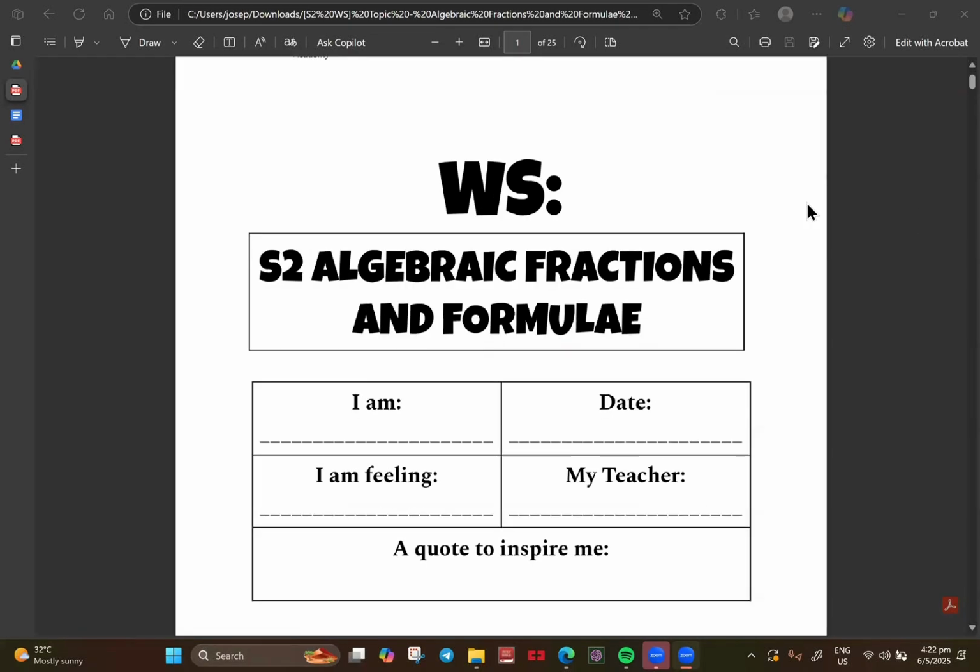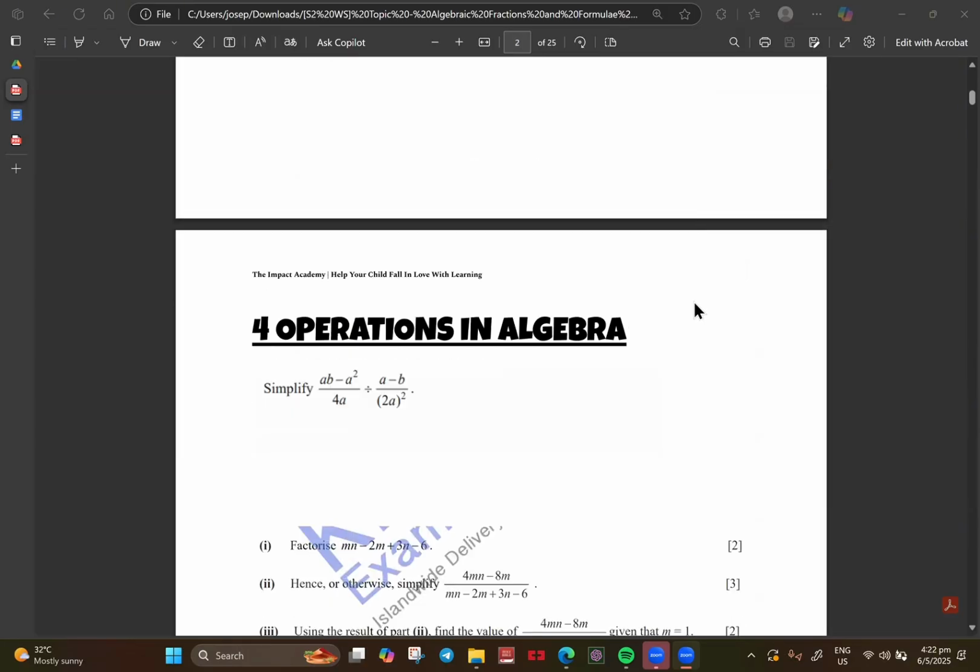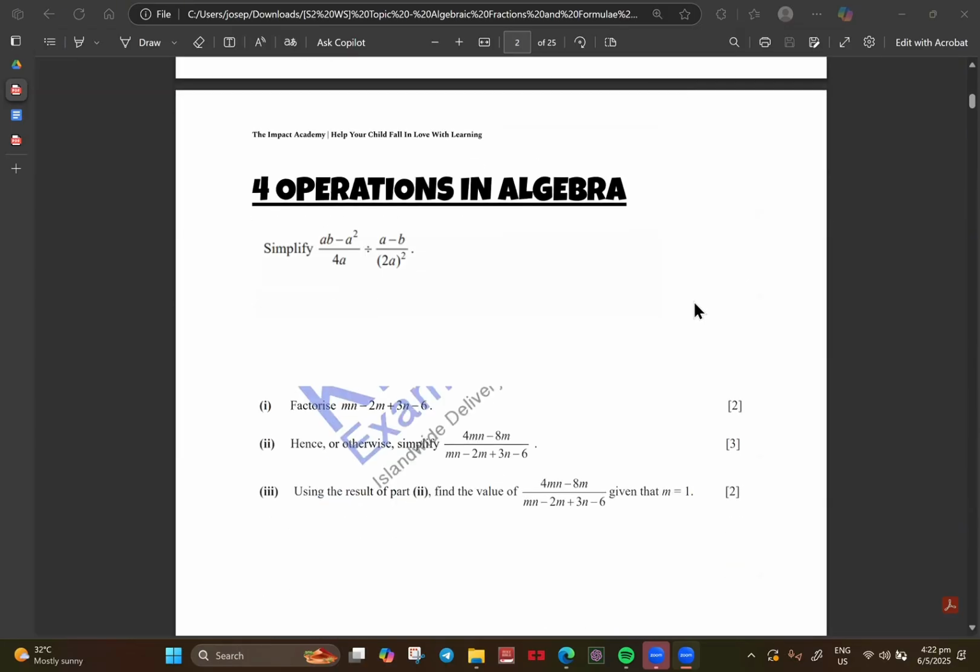Hi everyone. Today we are looking at algebraic fractions and formulae in secondary 2. Okay, so what I'm going to do right now is, of course, to do the questions together with you and to show you the thought processes behind each of the questions, okay?